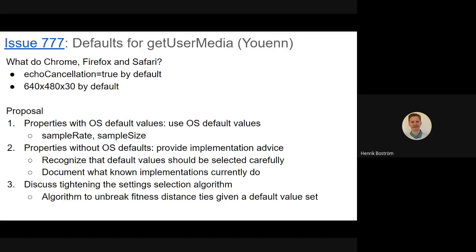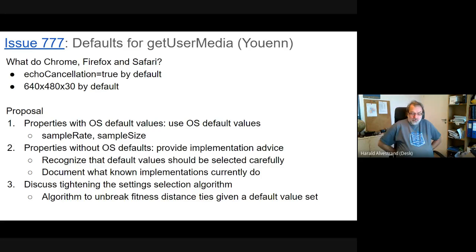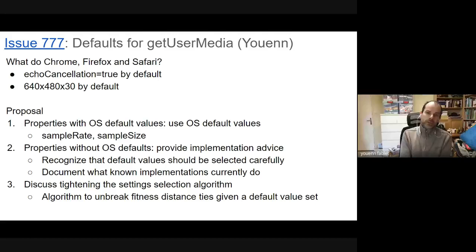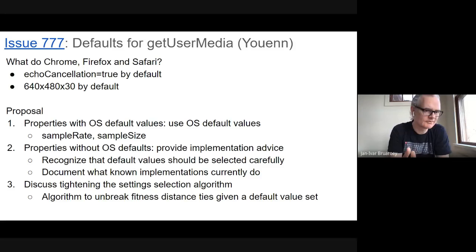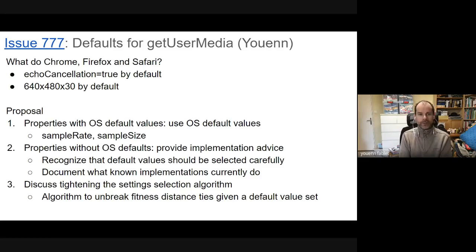But isn't the concern with revising values breaking backwards compatibility, because the document can be updated? Yeah, the document can be updated, but then it renders all previously conformant browsers non-conformant. That would be non-mandatory guidelines. So it's not like you must use 640 by 480 by 30 FPS. It's currently, as of the latest information we have, user agents tend to do that. So please be aware of that and make good choices when you select default values. That's all. We would not add normative text for properties without OS defaults.